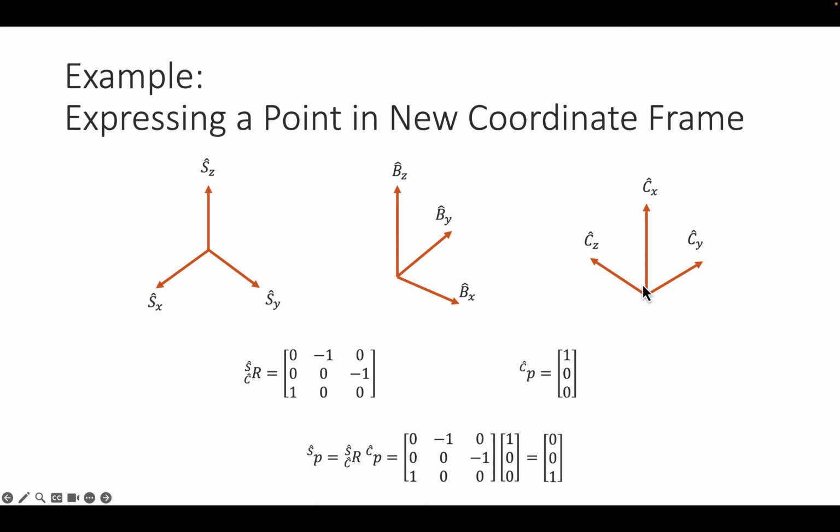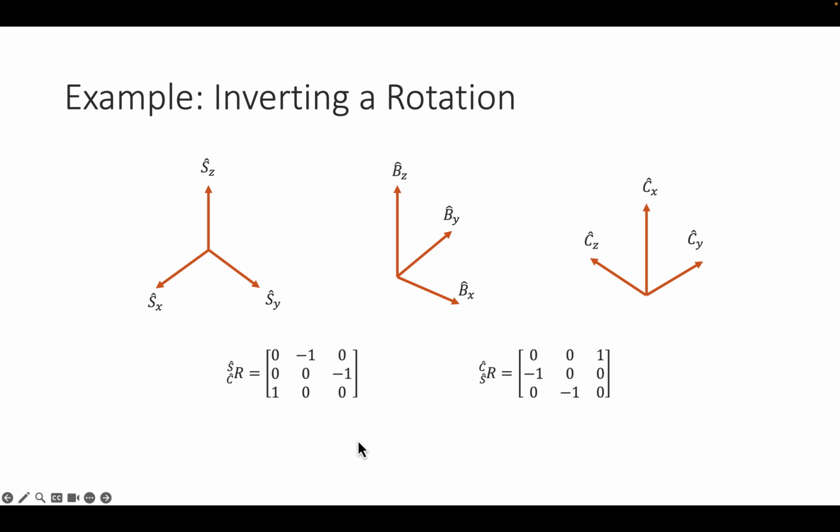So let's verify this. Let's plug in the point 1, 0, 0 and run it through this rotation matrix, which is transforming coordinates in C to coordinates in S. 0 times 1 is 0, minus 1 times 0 is 0, 0 times 0 is 0, so we have zeros here, and we only get a 1 at the very end when we take the last row and multiply 1, 0, 0 with 1, 0, 0. So this works.